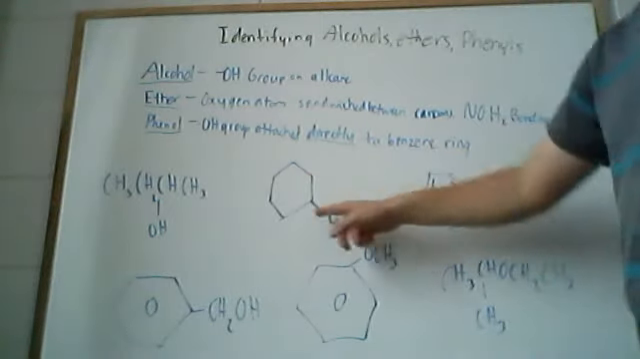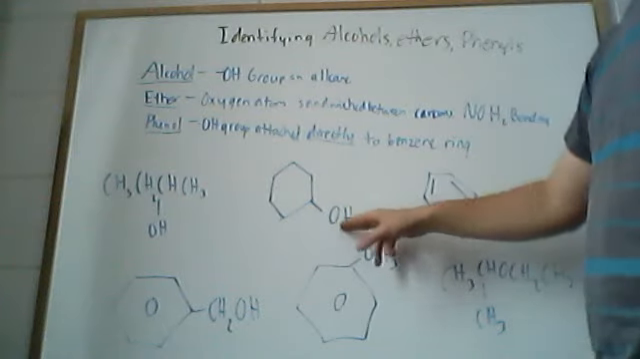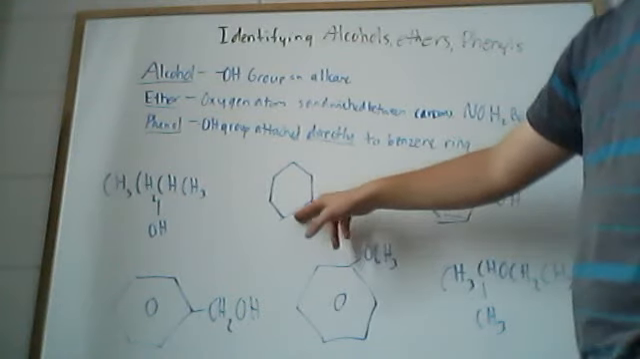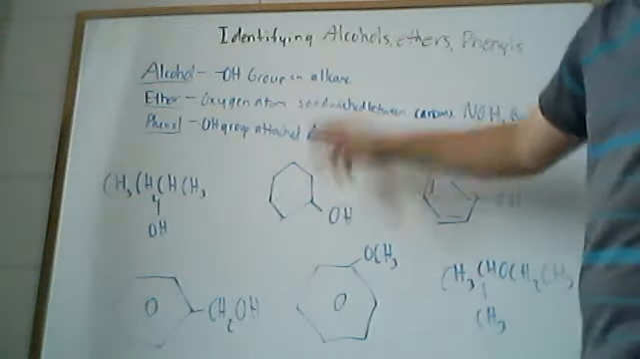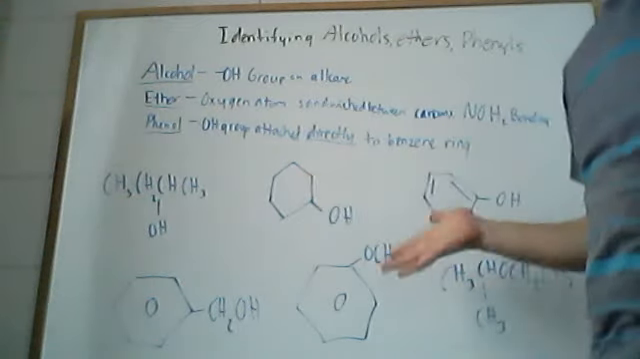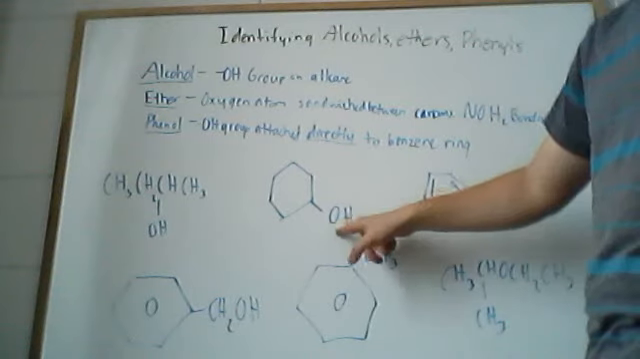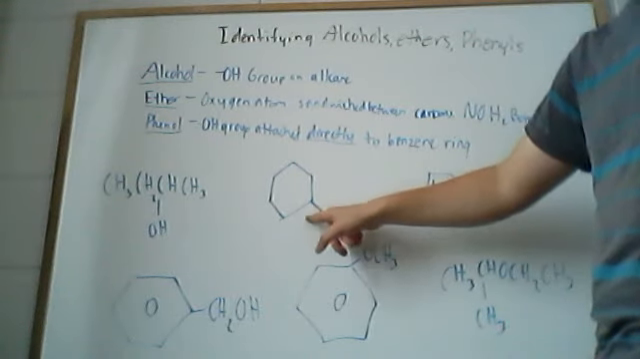The next example, we have a different structure here. It's OH attached to a cycloalkane. Let's look at the definition of alcohol. It's an OH group on an alkane. This is an alkane. Well, it's a cycloalkane, but same thing. We have our OH group connected directly to it, so this is an alcohol.